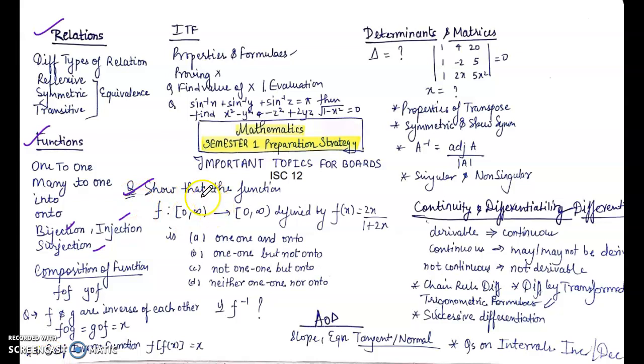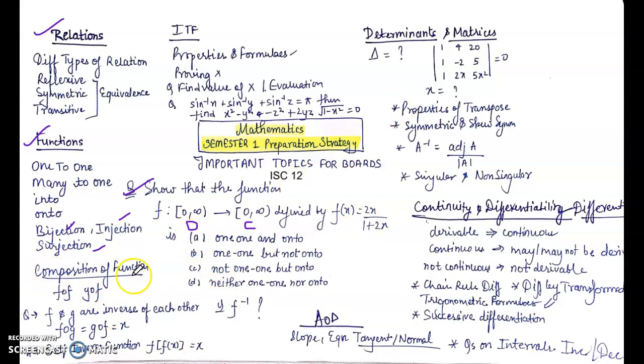You can try this question and comment it in the comment section. Show that the function f, this is the domain and this is the codomain. You must be familiar with this. This is the domain 0 to infinity and this is the codomain. And it is defined by f of x equals 2x divided by 1 plus 2x. You can prove it one-one and onto. If it is coming one-one onto, then it is a bijective function. And onto means that the codomain is equal to the range.